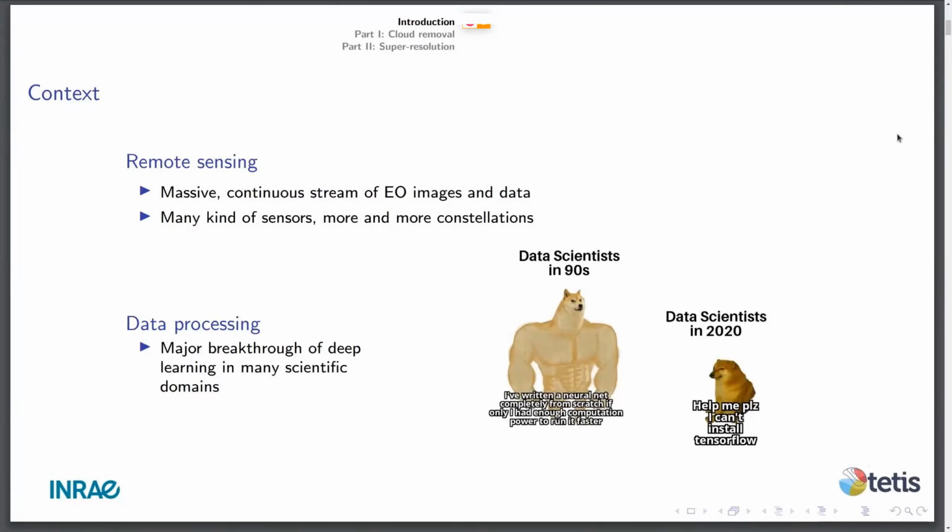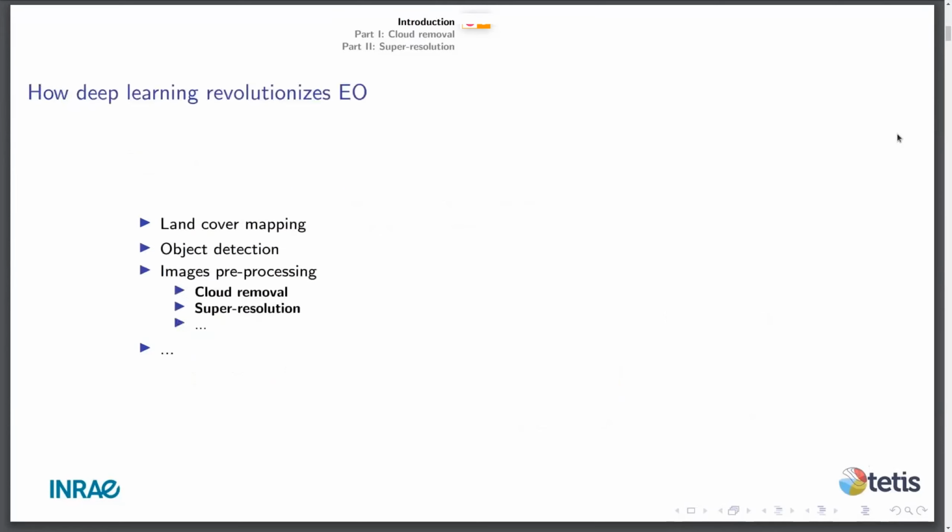And on the other hand, in data processing, there is a major breakthrough thanks to deep learning in many scientific domains, because it's a technique that allows to go large scale and with very good results. For instance, in Earth observation, we can say that land cover mapping has reached a new quality. Same thing in object detection. And today we'll talk about images pre-processing, because that's also a domain which is booming.